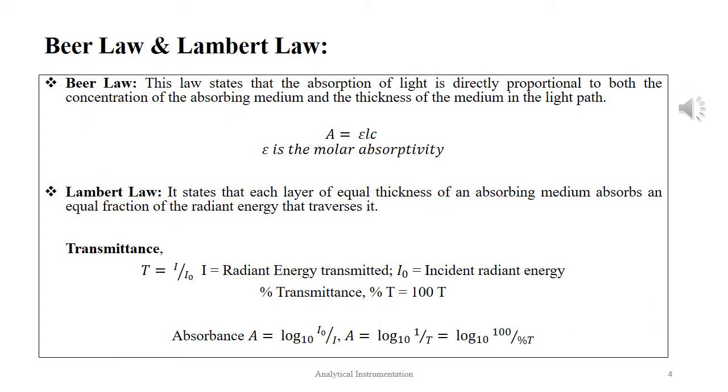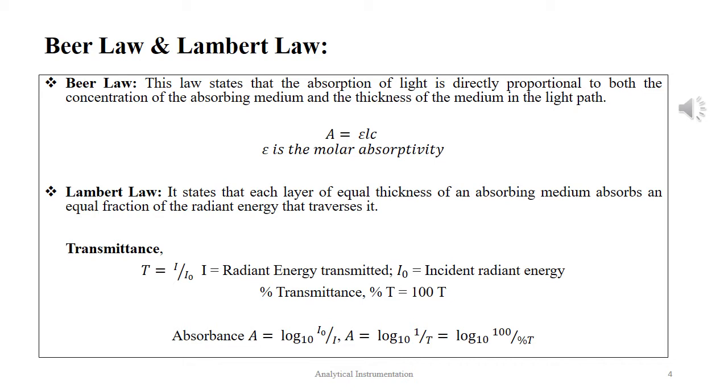Beer law states that the absorption of light is directly proportional to both the concentration of the absorbing medium and the thickness of the medium in the light path. That is, A equals epsilon Lc, where epsilon is the molar absorptivity.